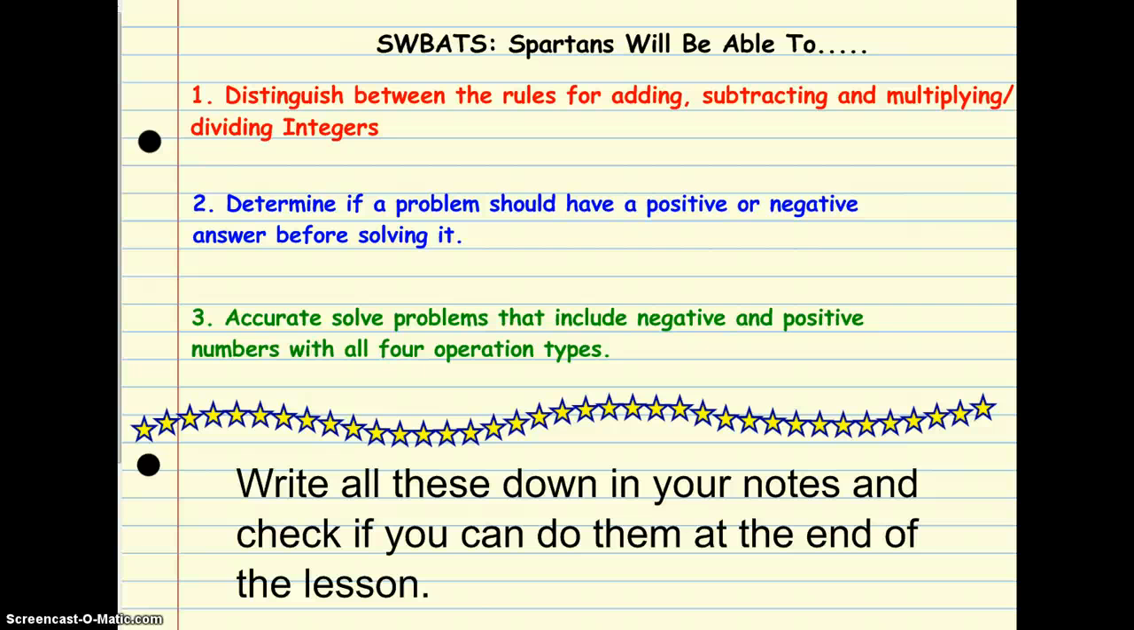Alright, we've got 3 SWABATs for today. Students will be able to, number 1, distinguish or tell the difference between the rules for adding, subtracting, and the multiplying, dividing integers rules. Number 2, determine if a problem should have a negative or positive answer before you even solve it. And number 3, be able to accurately solve problems that include negative and positive numbers with all 4 types of operations. Write these 3 learning targets, SWABATs, down now.